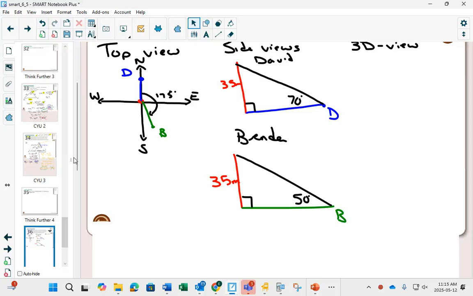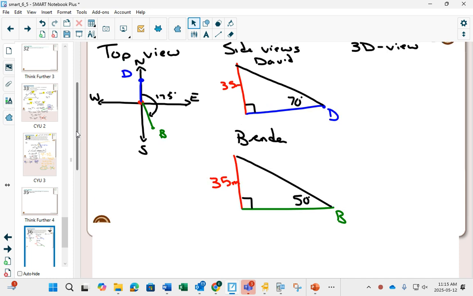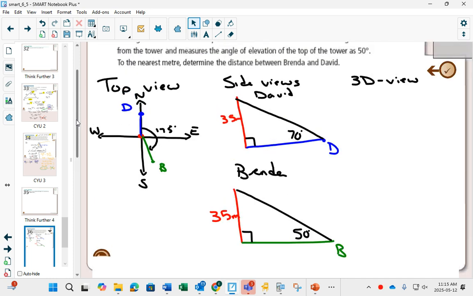And now our art skills maybe come in a little bit. We're going to take this top view and side view and put it together into a three-dimensional view. So for a three-dimensional view, you have to sort of imagine picking this top view up with the triangles glued on in the right spot and sort of tilting it so that you can see everything.